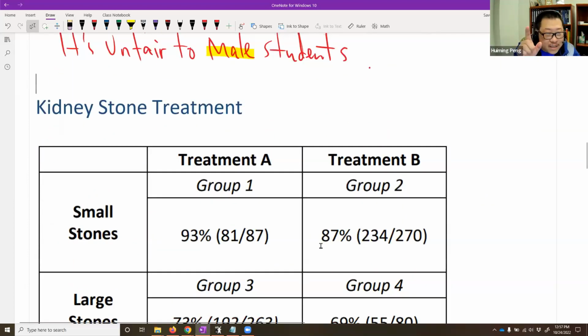I will look at the reason a little bit later after this example. One more example, everyone.